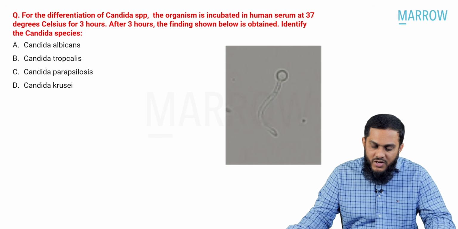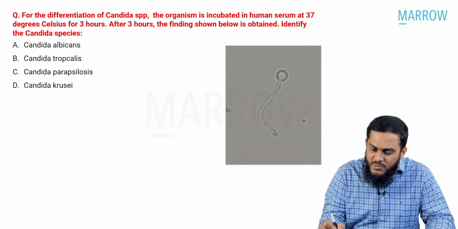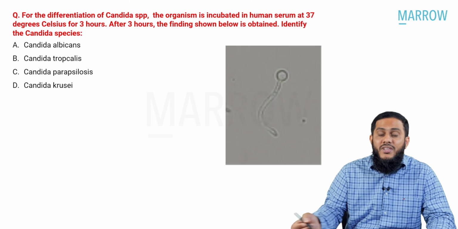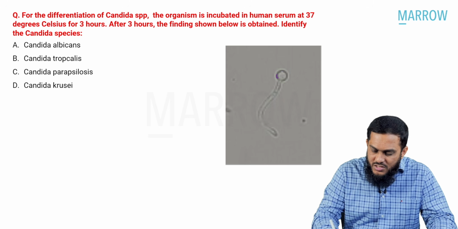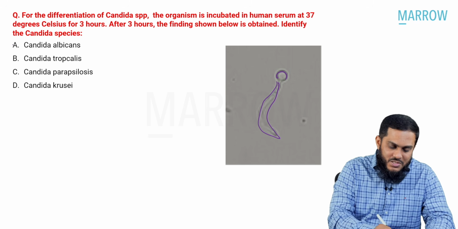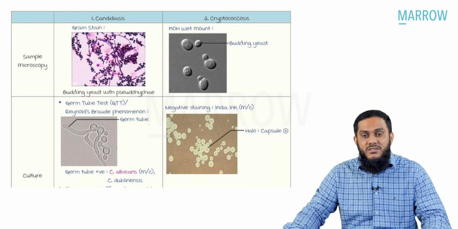Next question. For differentiation of Candida species, the organism is incubated at 37 for 3 hours. After 3 hours, findings are shown; identify the Candida species. Sir, what is this? This is a germ tube. Germ tube is produced by albicans and dubliniensis. Here, dubliniensis is not there. So, albicans, directly from class notes.